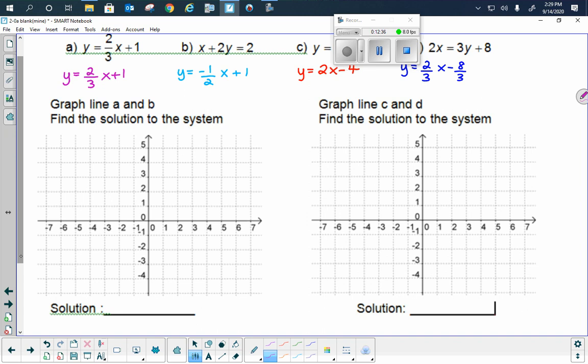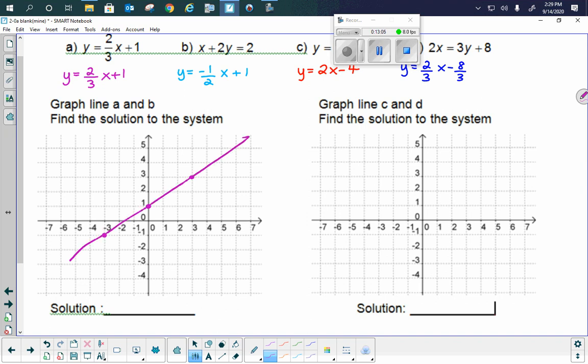So let's work on line A first. A little review. Our y-intercept would be 0, 1. So put yourself a big dot at 0, 1. And a slope of 2/3 means up 2 right 3, or back from the y-intercept down 2 and left 3. Okay, so there's that line. Remember, you've got a perfect straight edge. It's called your ID.